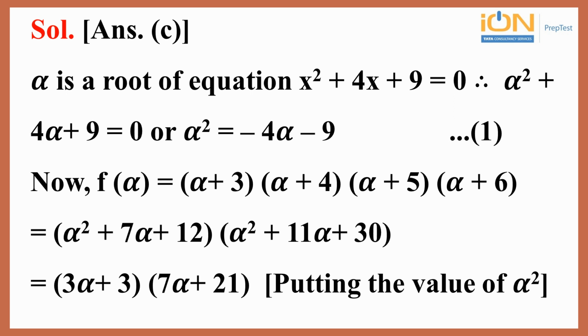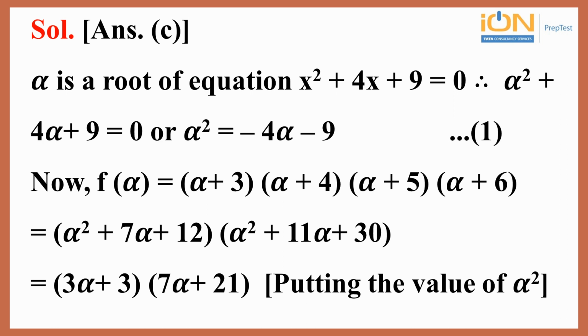Alpha is a root of the equation. So when I substitute x equal to alpha, we get alpha squared plus 4 alpha plus 9 equals 0, which implies alpha squared is minus 4 alpha minus 9. Now we wanted f of alpha plus f of minus 1. So let's calculate f of alpha. F of alpha is (alpha plus 3)(alpha plus 4)(alpha plus 5)(alpha plus 6). That makes it (alpha squared plus 7 alpha plus 12)(alpha squared plus 11 alpha plus 30), where we have grouped the first two factors and the third and fourth factors separately.